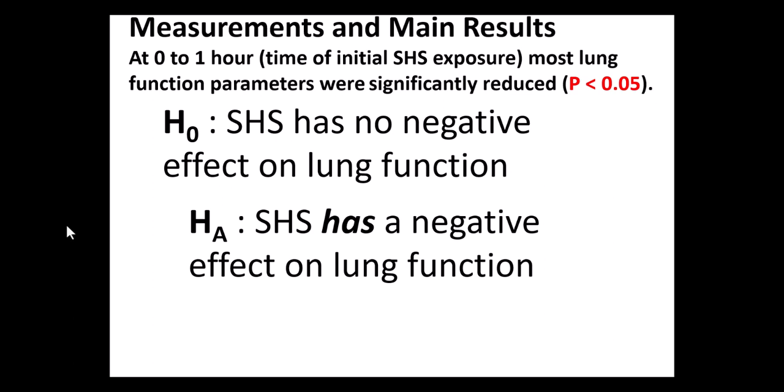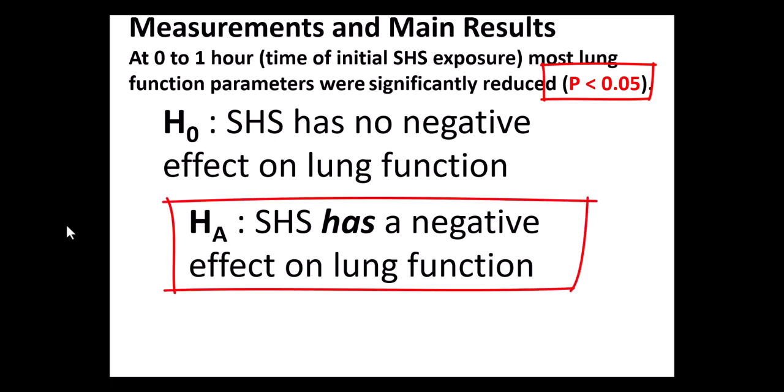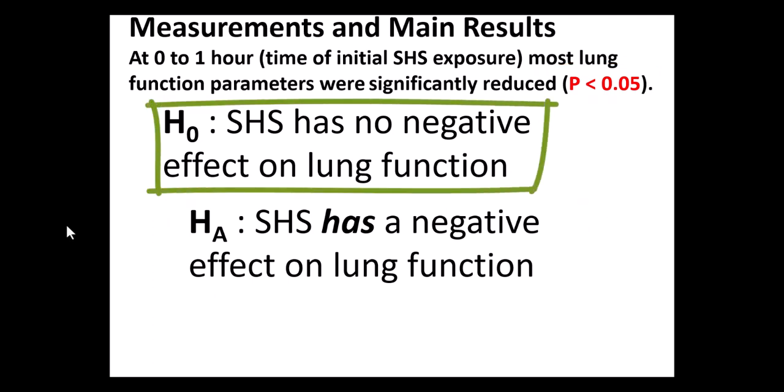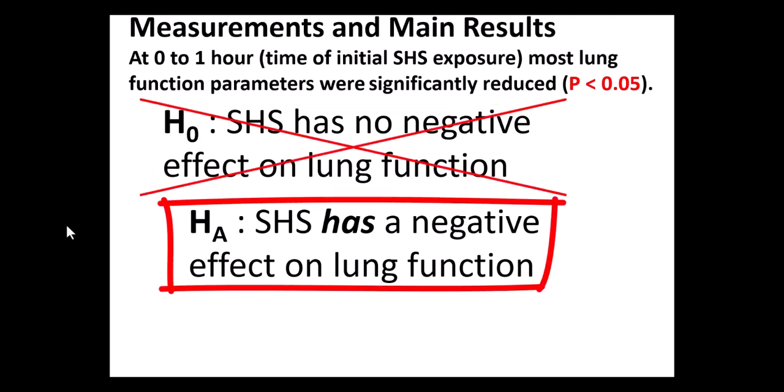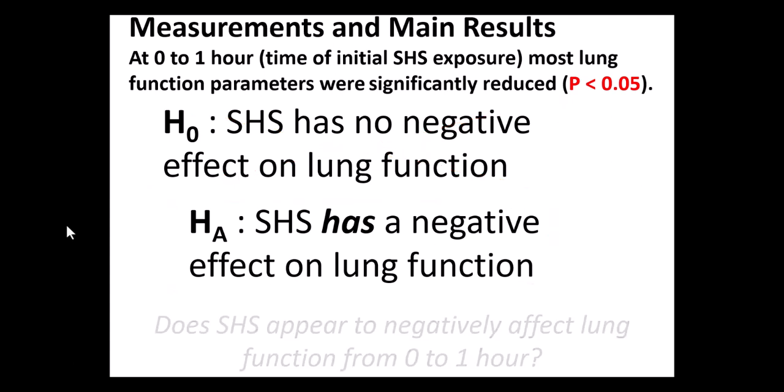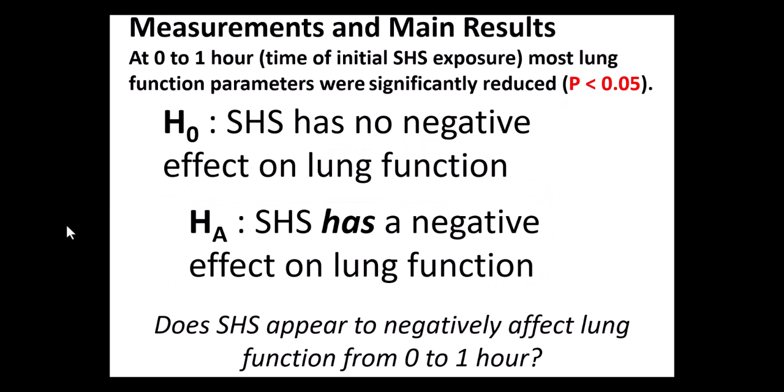What does the p-value tell us to believe? It tells us to believe the research hypothesis because it's less than 5%. Remember, the null hypothesis has a 95% confidence interval around it. If we get data that escapes that 95% confidence interval, that means we have statistically significant evidence to believe the research hypothesis that secondhand smoke does indeed have a negative effect on lung function. So does it appear that secondhand smoke negatively affects lung function in that first hour? Yes, it does.